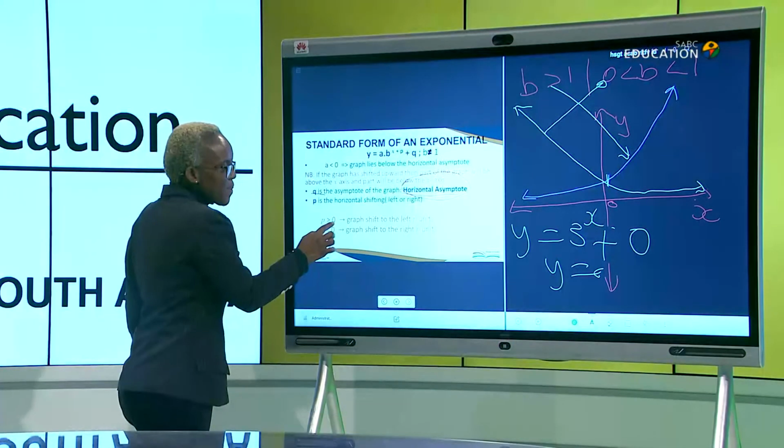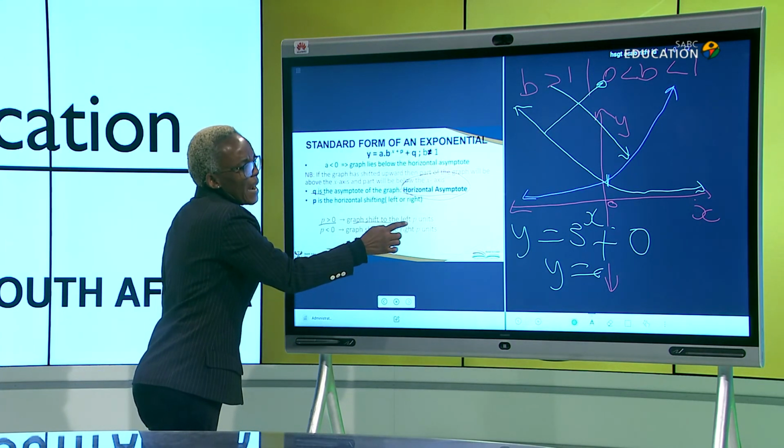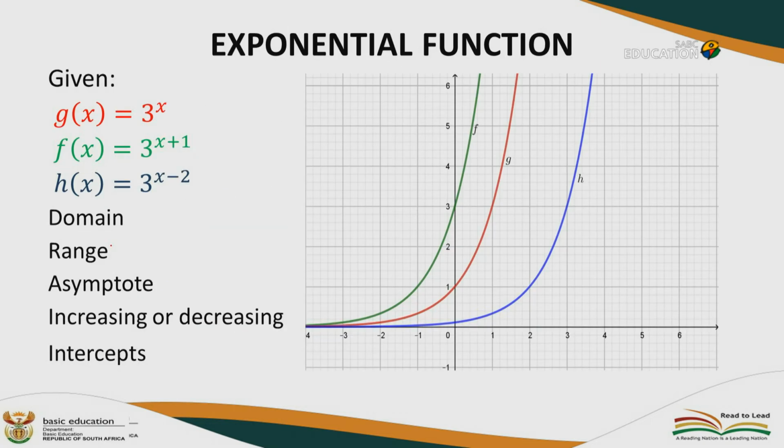Left and right. When p is greater than 0, the graph shifts to the left p units. When p is less than 0, the graph shifts to the right p units. So it depends on the p. p greater than 0, to the left. p less than 0, to the right, depending on the value of p. Now here, what is p? p is 1. So where will it shift? It will shift to the left. p is -2. Where will it shift? It will shift to the right.